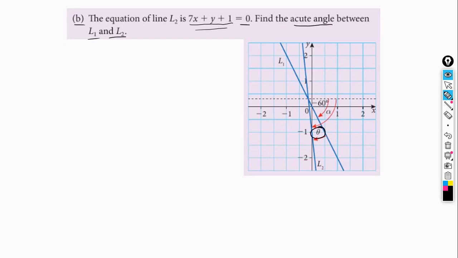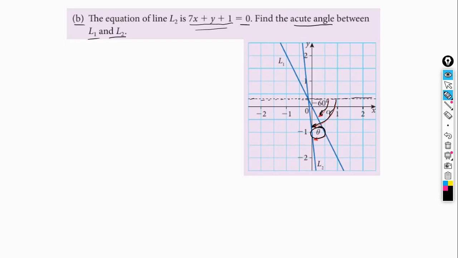So again, the acute angle is going to be this one over here, theta. And notice that we draw a dotted line, a horizontal dotted line that goes through the intersection of both lines. From part A, we already know that this angle here is negative 60 degrees. And we need to find this angle, alpha, which is the angle between the horizontal and line 2. So let's start with that.